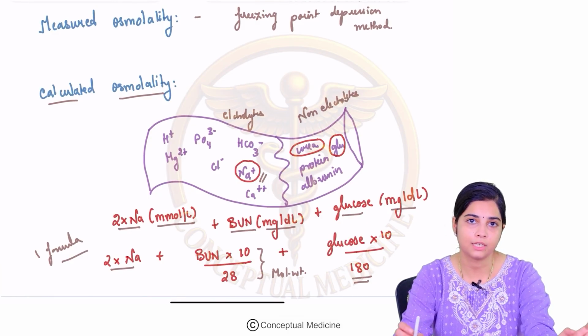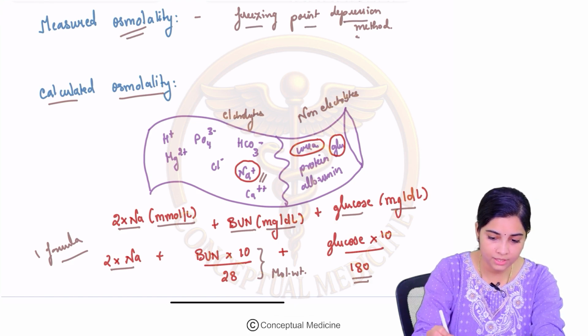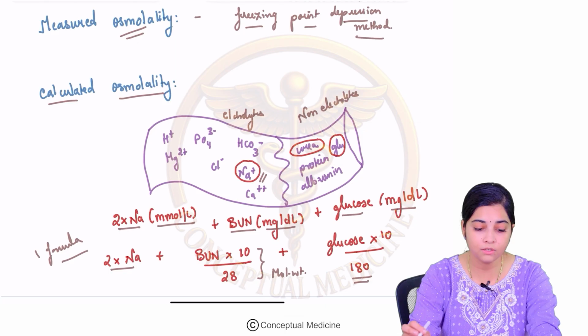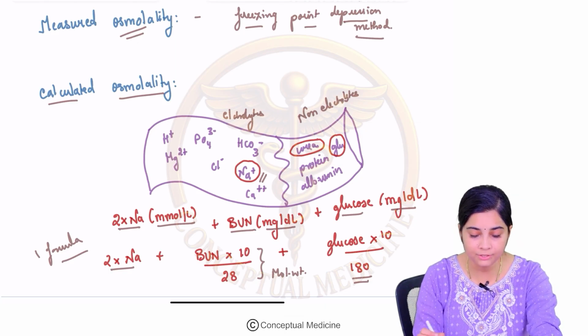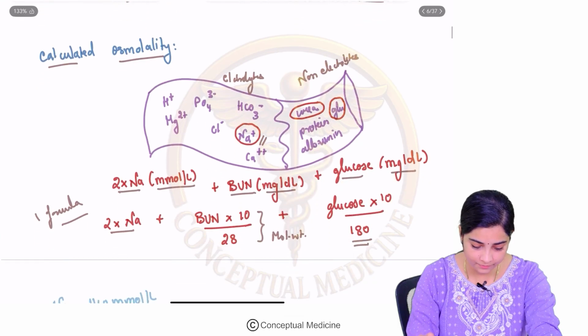the plasma osmolality. So the actual plasma osmolality is obtained by the freezing point depression method, but everywhere you will not be able to use this method. So the other way that you can use is your calculated osmolality, which is given by 2 into sodium plus BUN into 10 by 28, or BUN by 2.8, plus glucose by 18. Okay, fine.